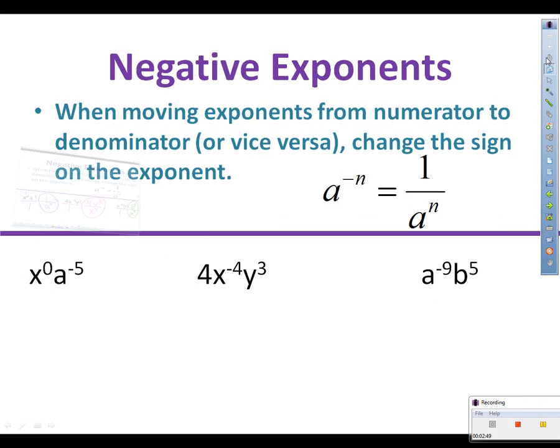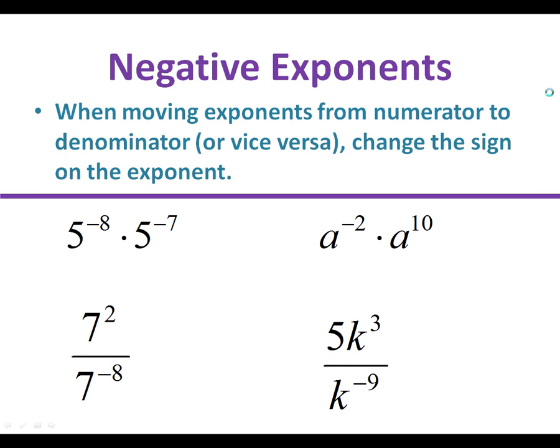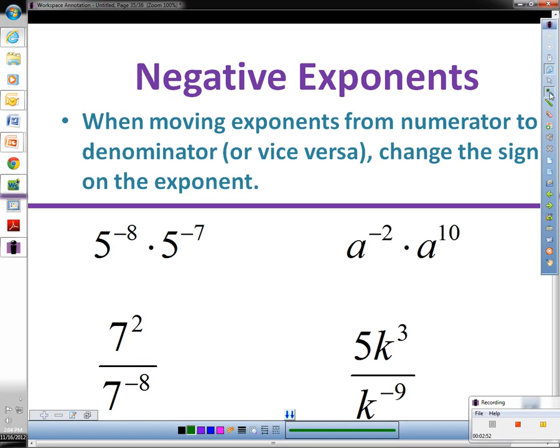Let's look at a few more examples of how we work with negative exponents. In this problem, we have 5 to the negative 8th power times 5 to the negative 7th power. I'm going to write that over 1. So in order to get rid of those negative exponents, what I'm choosing to do first is to get rid of them.